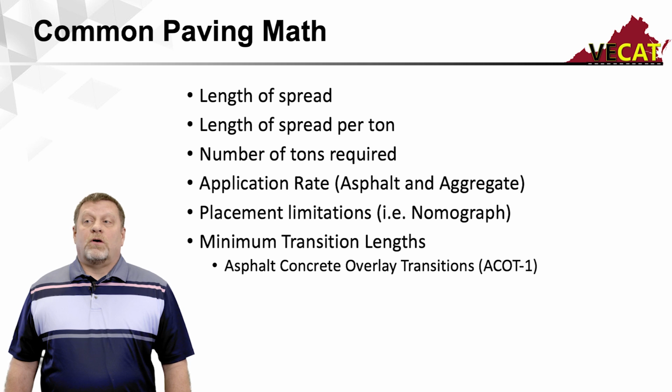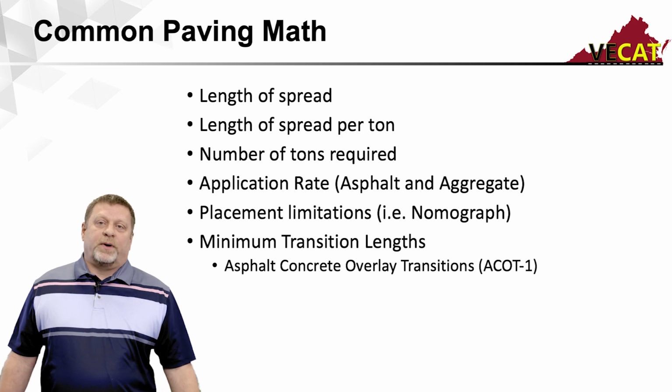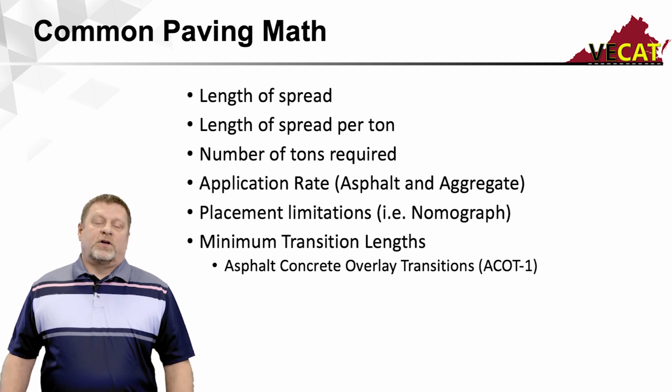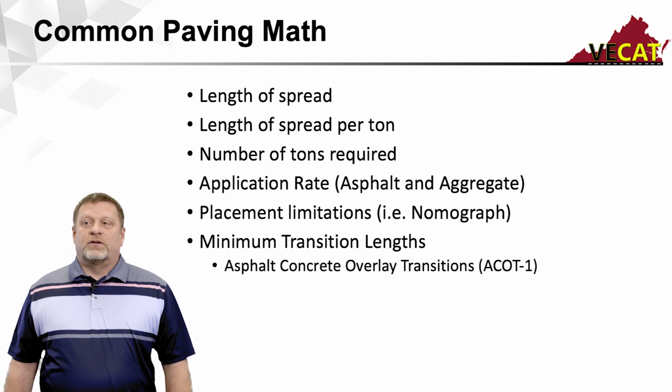We're also going to talk about minimum transition lengths. When we say transition lengths, we're talking about if you're doing an overlay. For overlays, you can't just abruptly stop if you're doing a 2-inch overlay and just drop it off. You'll either have a bump if you're going over it that way, or you'll have a drop off if you're paving in the other direction. So we have to have transitions that'll make sure our roadways stay smooth.